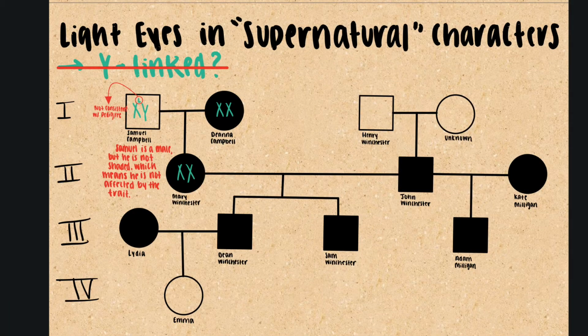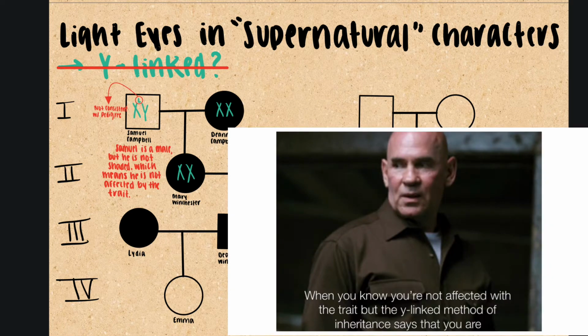Looking at Y-linked, remember that all males in the pedigree must be affected by the trait. However, when we look at Samuel's shape, we'll notice that he is not shaded, so he is not affected by the trait. Therefore, this is not an option.